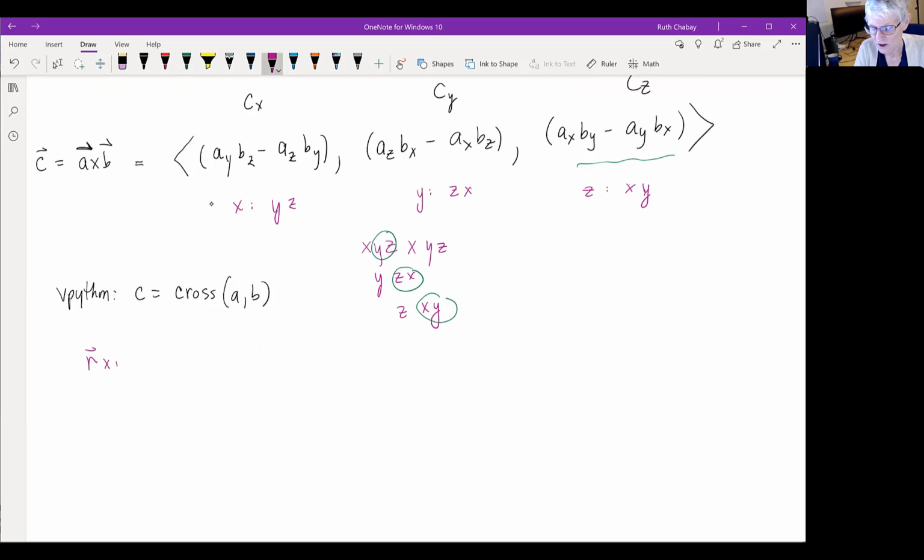R cross P, which is what angular momentum actually is going to be, is equal to R sub Y P sub Z minus RZ P Y, and RZ PX minus RX PZ, and RX PY minus RY PX.